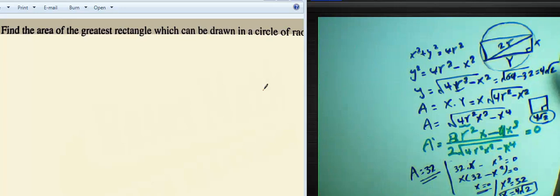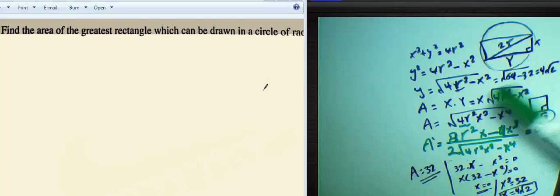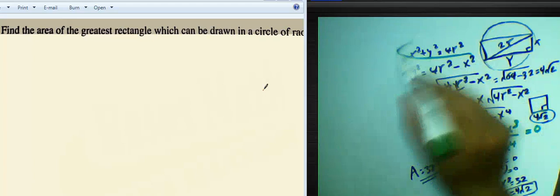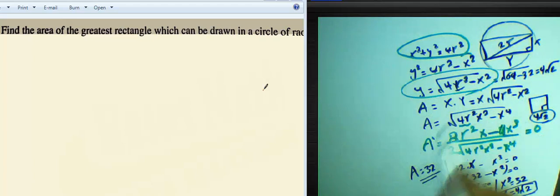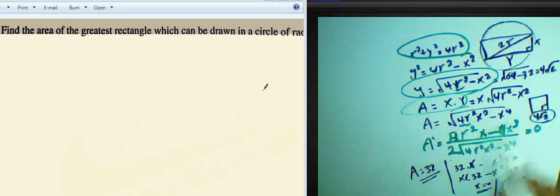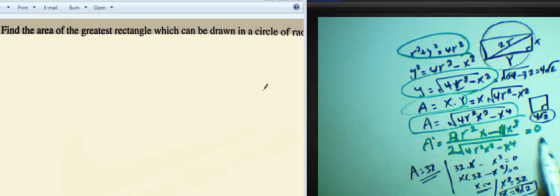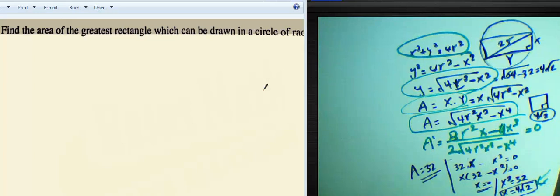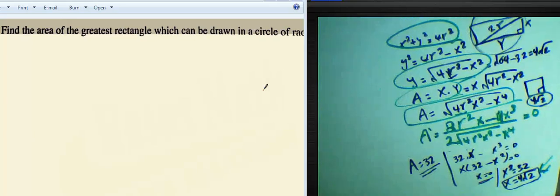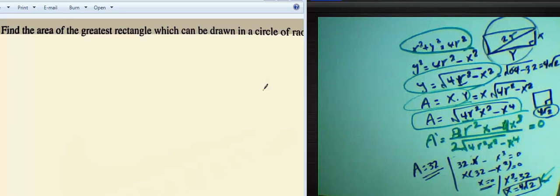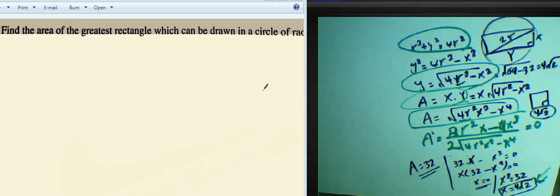Again, I will put the length x and width y. Area equals x multiplied by y. And I'm using the Pythagorean rule here to get y, and area equals x times y. Take the derivative of the area, set it equal to 0, and find x equal 4 root 2 here, and then y will be 4 root 2 again. So the area will be 4 root 2 multiplied by 4 root 2, and the result will be 32.